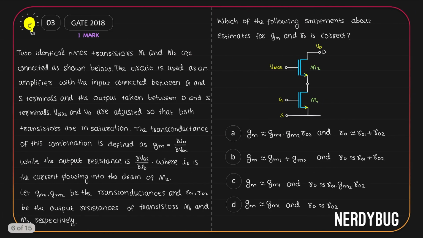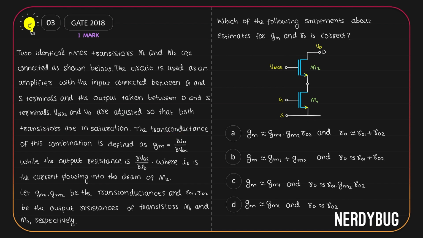Let's see the next problem. We have two identical NMOS transistors M1 and M2. They are connected as shown in the figure. The circuit is used as an amplifier with the input connected between gate and source terminals and the output is taken between the drain and source terminals. V bias and Vd are adjusted so that both transistors are in saturation.